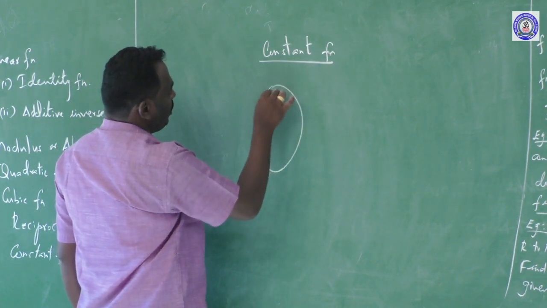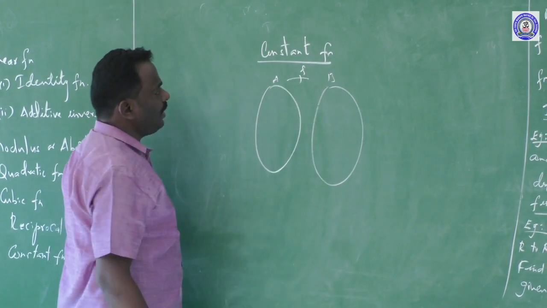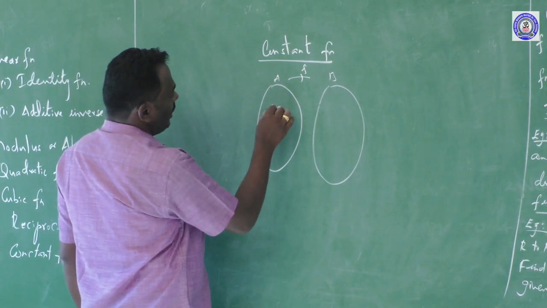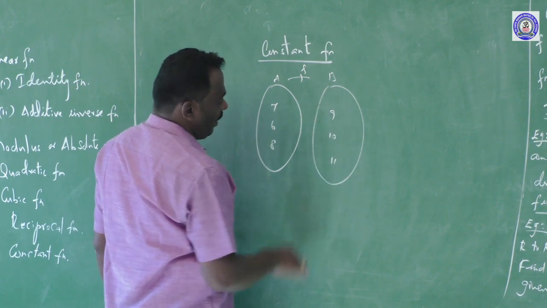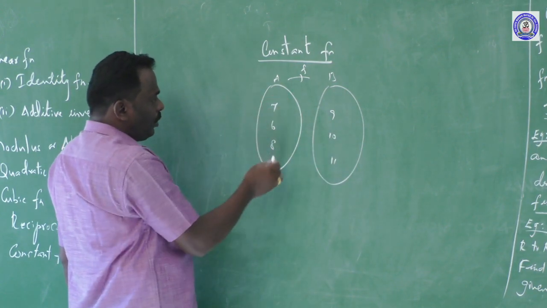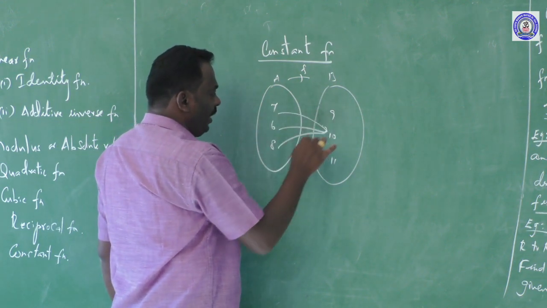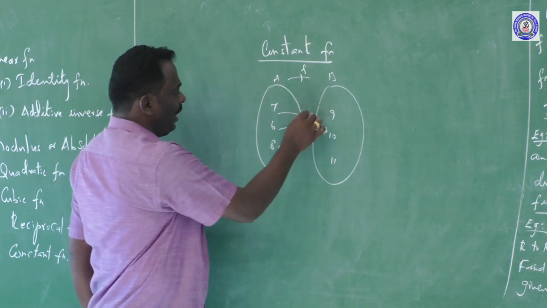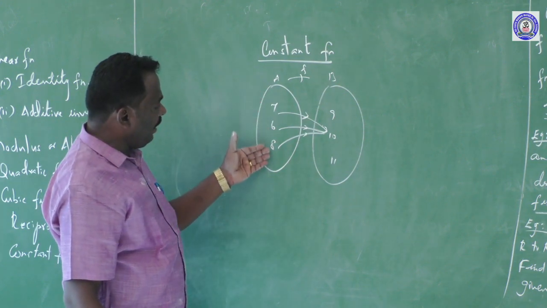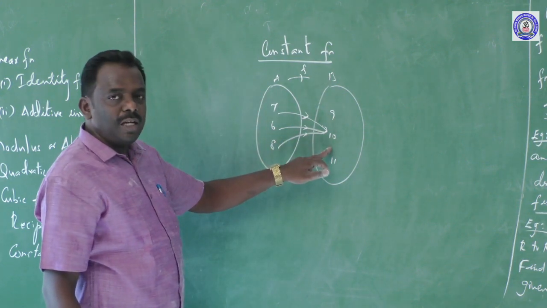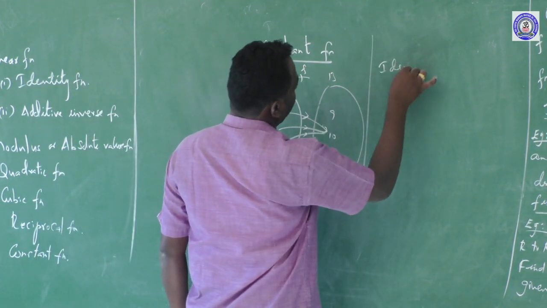Next we go to the constant function. I take A as the domain and B as the codomain, with the function defined from A to B. Here the domain elements are 7, 6, 8 and the codomain elements are 9, 10, 11. Every element of the domain has the same image in the codomain, and this is called a constant function.